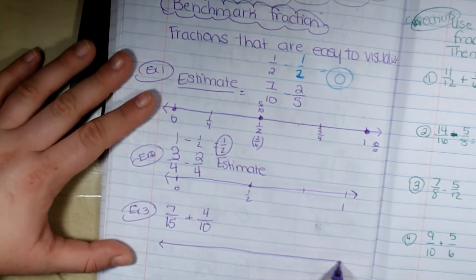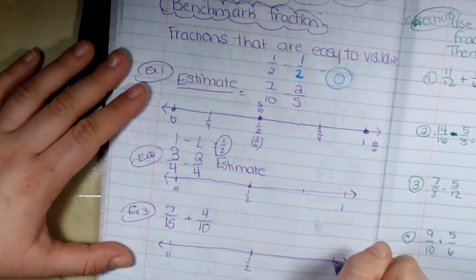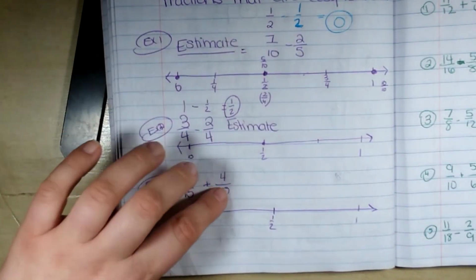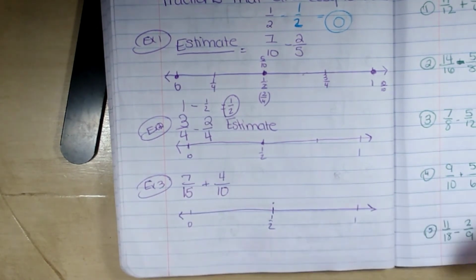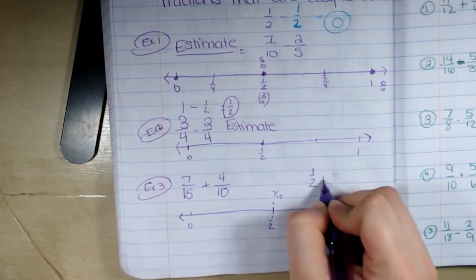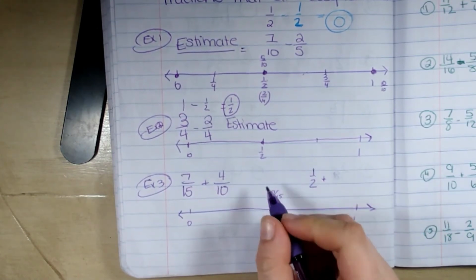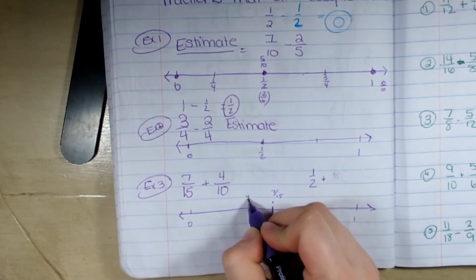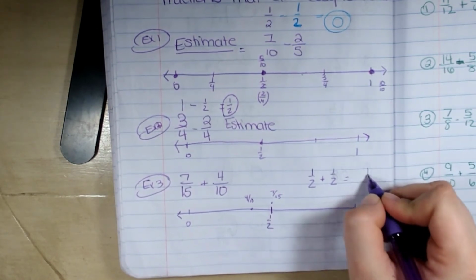All right, so they don't need to have the same denominator. We don't even need to technically add these fractions. We're estimating them. So 7/15 is close to 1/2. So I'll say 7/15 is close to here. So I'm going to do 1/2 plus 4/10 is closer to 1/2 as well. 5/10 would be 1/2. So 4/10 would be about here. So I'm going to say 1/2 plus 1/2 equals 1.